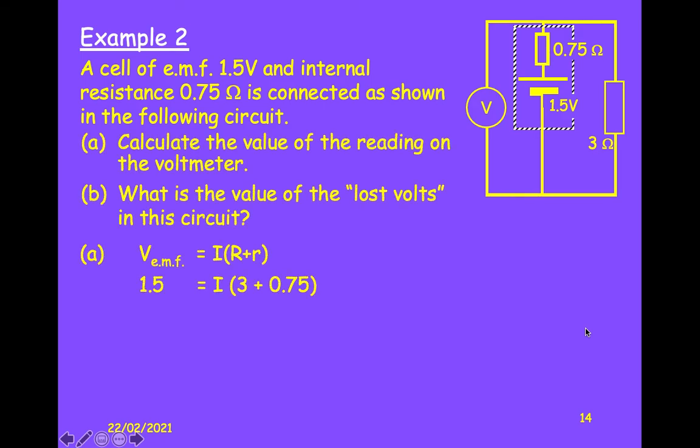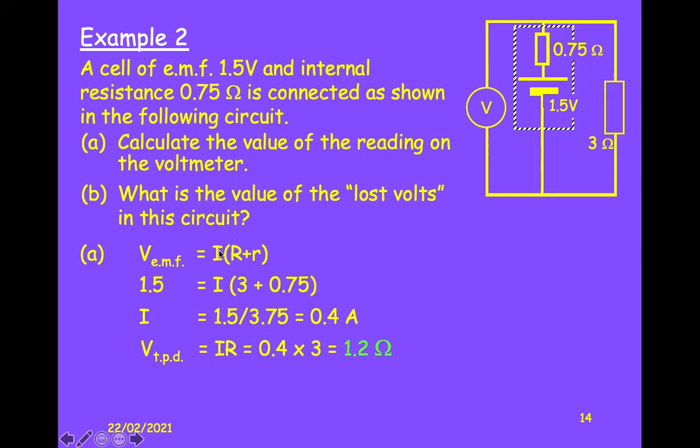So we've got another one here. A cell with an e.m.f of 1.5 volts, internal resistance is 0.75 ohms, is connected up. So saying calculate the value of the reading on the voltmeter, and what's the value of the lost volts.